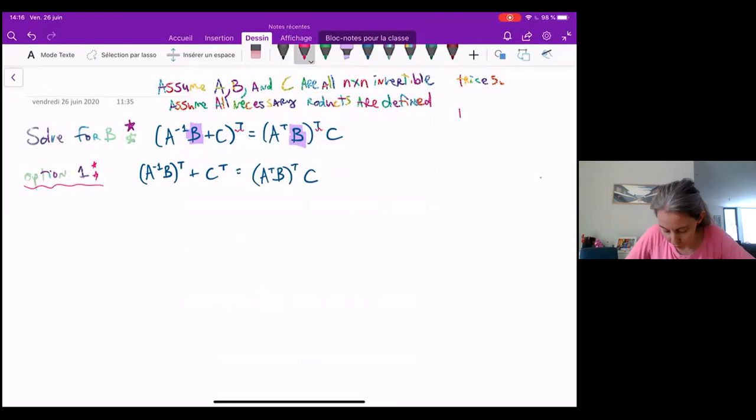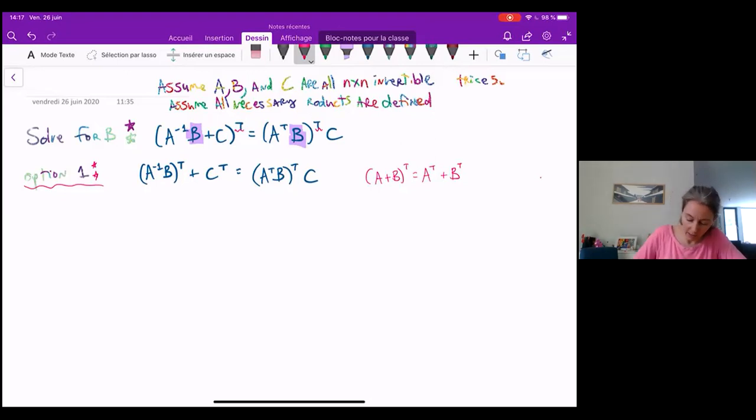So here my transpose property that I'm using is that (A plus B) transpose is equal to A transpose plus B transpose. The transpose is not an exponent. I can actually distribute it to the inside of an addition or a subtraction.